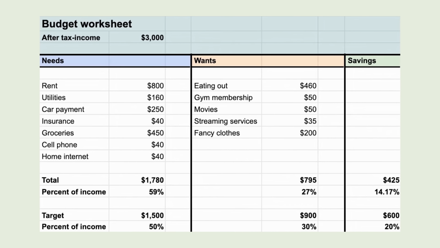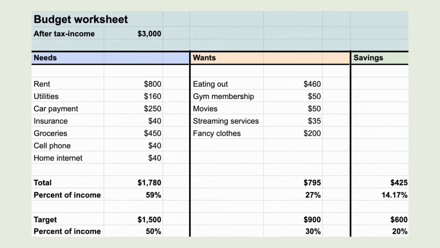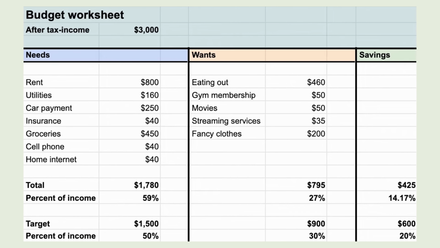As a little exercise, if you look at this budget sheet, what do you think this person can do in order to decrease the amount of money they're spending on needs to boost their savings? Write it in the comments. Okay, so now let's think through this together.